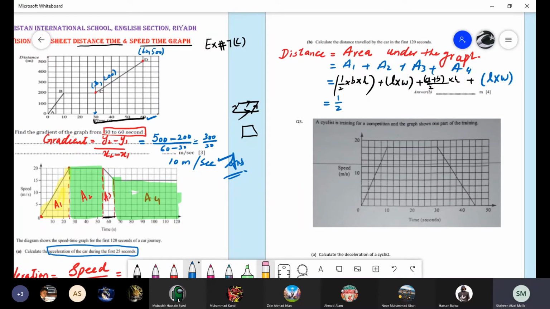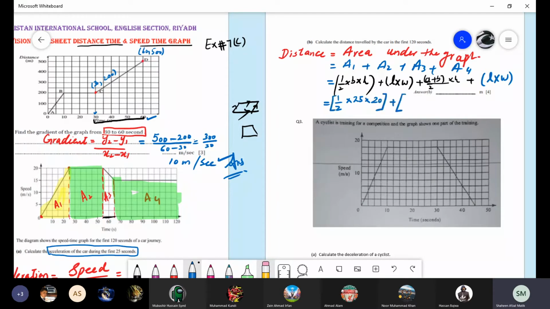Very first triangle. What is the base? How many units is the base? 10, 20, and 25. Base is how many units? 25. What is the height? 20. Very good. This is your first part.